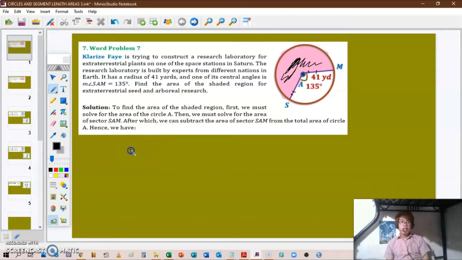Okay, so to get the area of the pink shaded region, first we have to solve for the area of the circle, which is pi r squared. This is the formula for finding the area of a circle. Then we have to subtract the area of the sector that we have here.